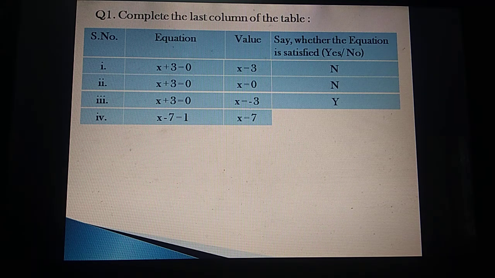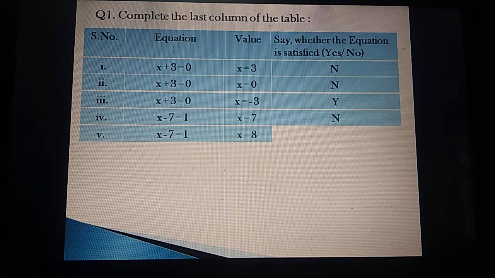Now when you replace x by 7 on the left hand side, you will get 7 minus 7 as 0. But on the right hand side it's 1. So your final answer is no.